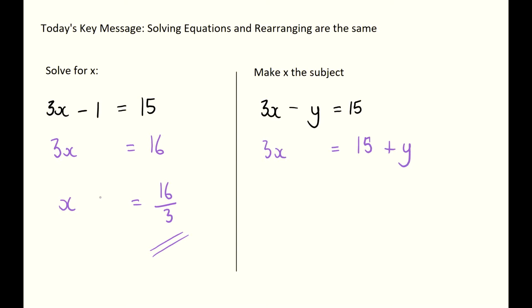On the left hand side, we then divide it by 3. I'm going to do the exact same thing here. So x is going to be all this stuff. So 15 plus y over 3. Okay, and that's it. So look, pretty much the exact same answers, except here we had a 1 and here we got a y.